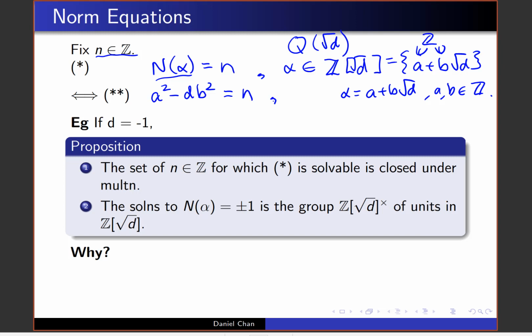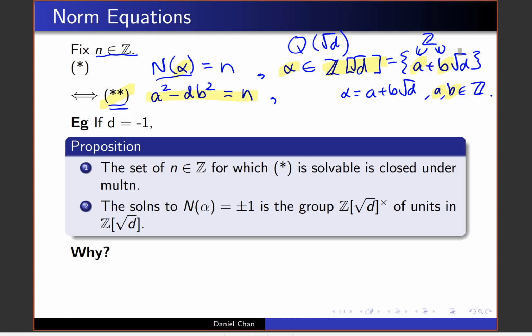Okay, so this is an equation. This double star is an equation where we're solving for integers a and b. And in the first equation, we're solving for alpha, but alpha is inside this Z[√d] instead, so not integers. They're elements of this ring here. And of course, the data that's required to write down such an element is 2 integers.